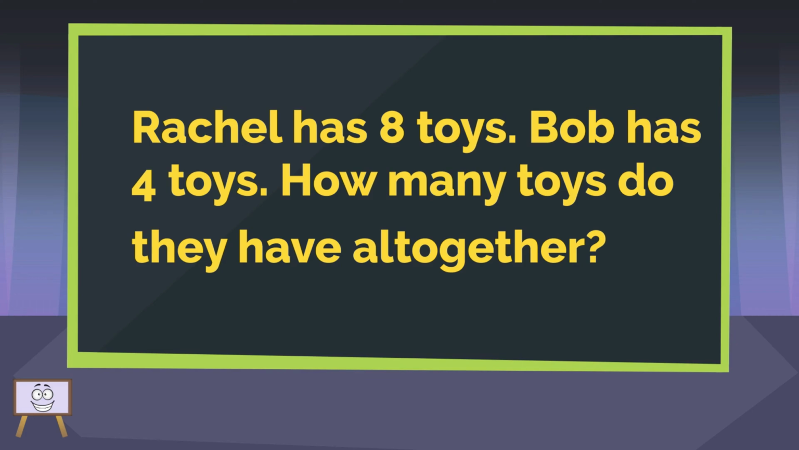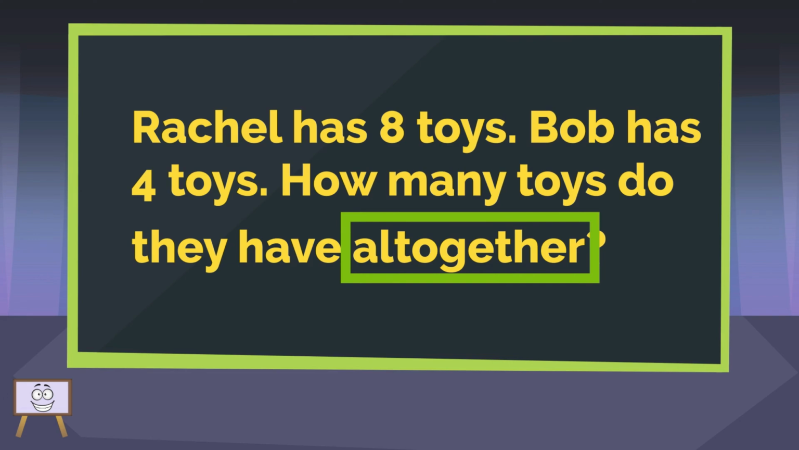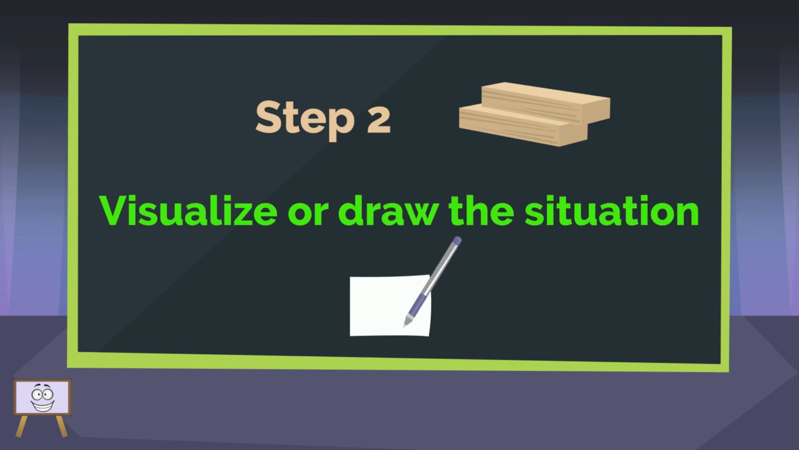The magical word that tells us that we need to add is the word altogether. If you were able to pick that word out, you're off to a good start. Next, I'm going to make sure that I completely understand the situation. I may want to visualize or draw what I read in the problem.